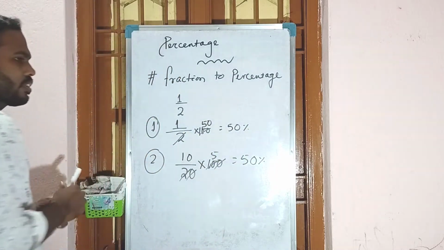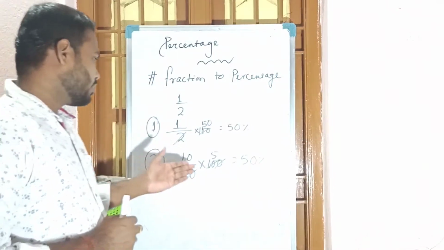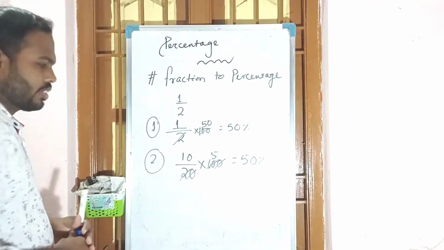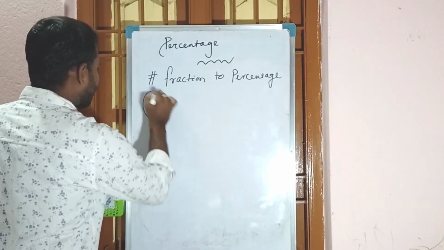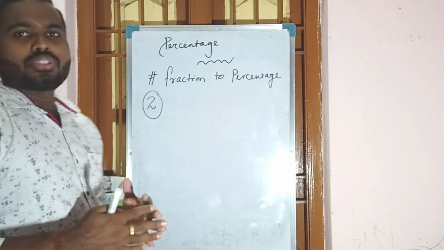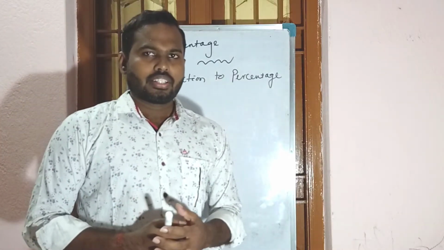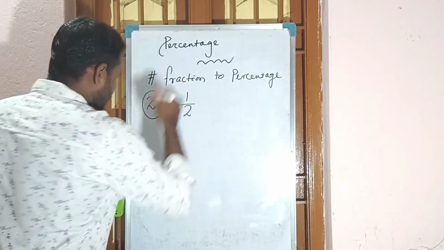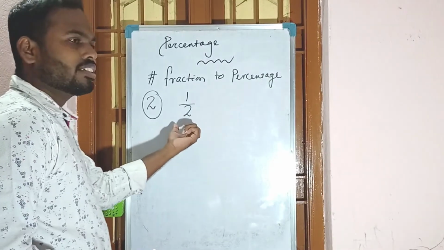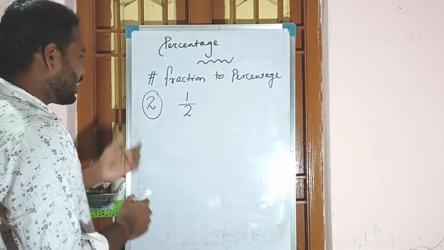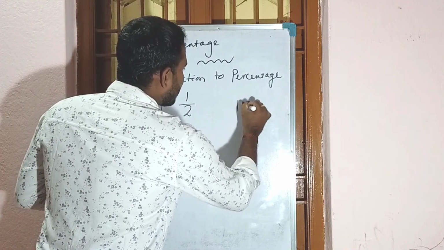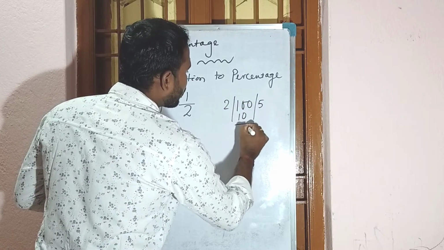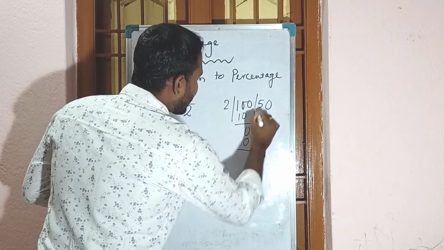I hope you have understood the first way of converting a fraction into percentage. Let's start the second way. The second one is converting the denominator into 100. It's very simple. Suppose I am given a fraction, let's take 1 by 2. That means I have to make this denominator 100, so I have to divide 100 by that number. So I am getting 50.